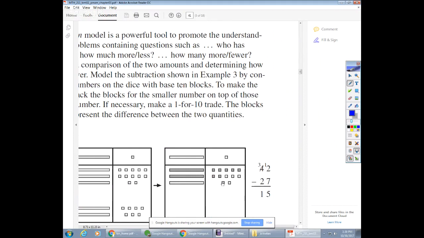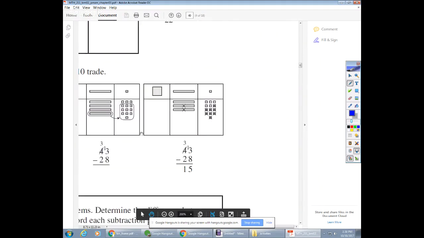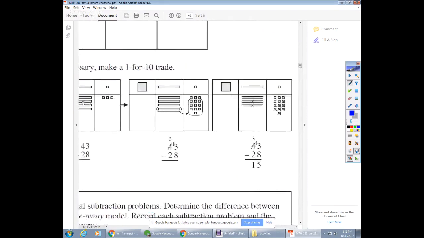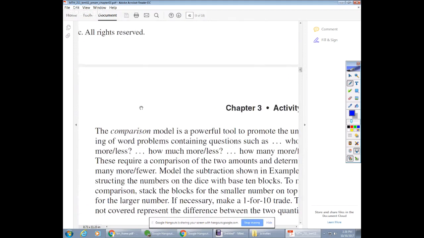With the takeaway model, we really only draw the first set. If you look back here. So we're only drawing the 43, and then we just cross off the other set, right? We don't draw them both. And so you're going to attempt to draw those pictures if you haven't already.